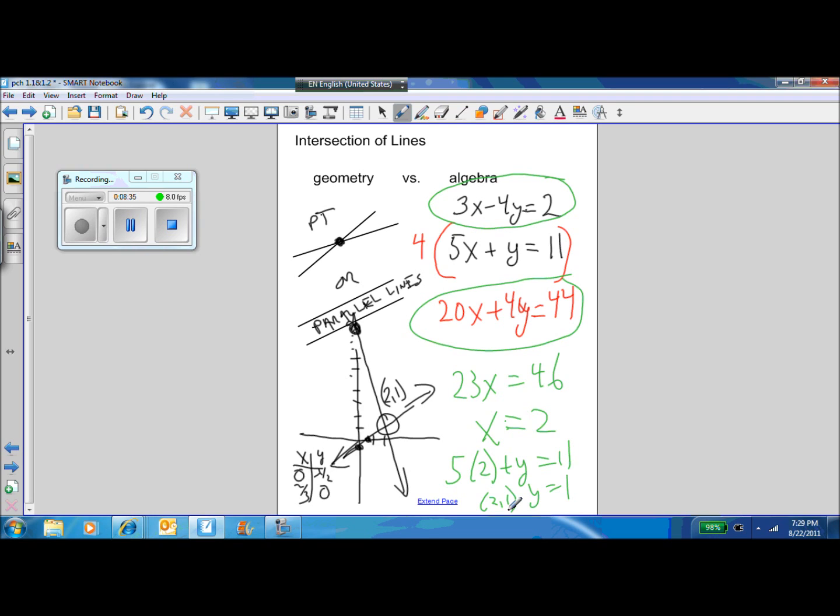It takes a little longer, but of course it's more accurate. And here we kind of lucked out, but we can visually get an idea of where the intersection is by sketching the two lines.